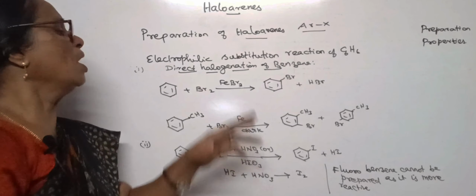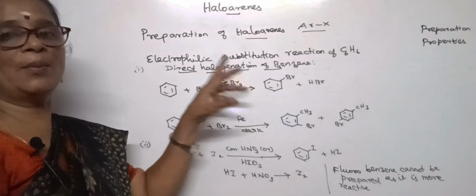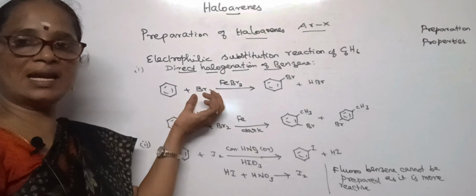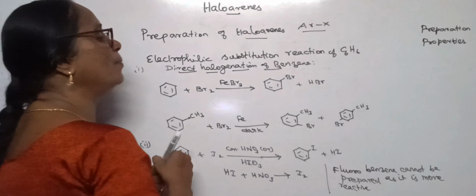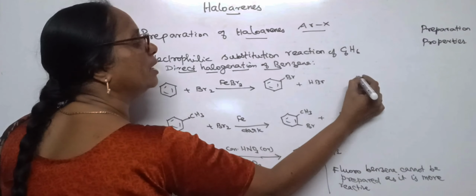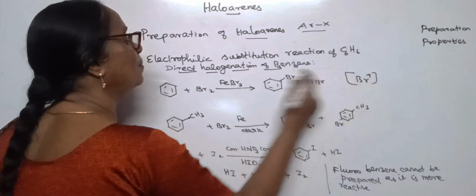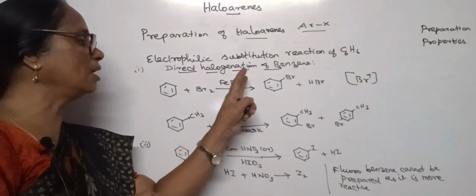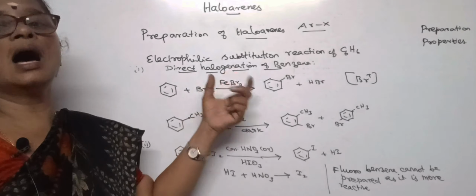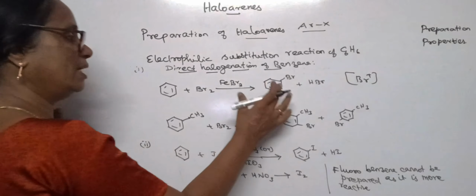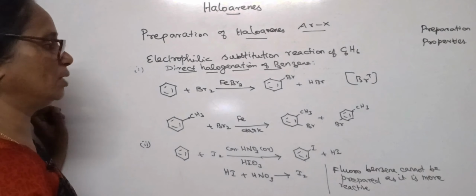hydrogen bromide. Why do we take ferric bromide? Because the bromine molecule cannot be ionized to produce bromonium ion. So for the formation of Br plus, FeBr3 is taken. So this is a Lewis acid. Instead of FeBr3, we can take aluminium bromide. So in this case, the halogen is substituted.